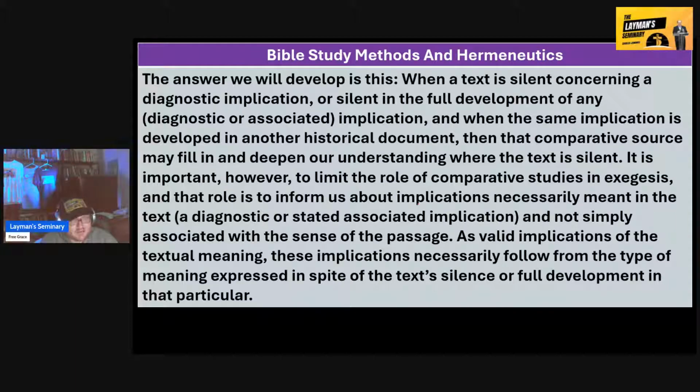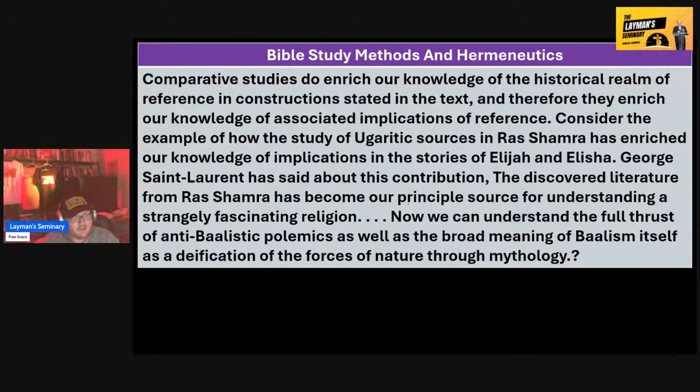As valid implications of the textual meaning, these implications necessarily follow for the type of meaning expressed in spite of the text's silence or full development in the particular. Comparative studies do enrich our knowledge of the historical realm of reference and construction stated in the text, and therefore they enrich our knowledge of associated implications of reference. Consider the example of how the study of Ugaritic sources at Ras Shamra has enriched our knowledge of implications in the story of Elijah and Elisha.